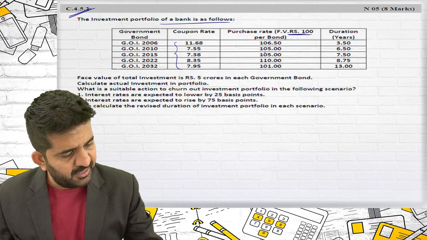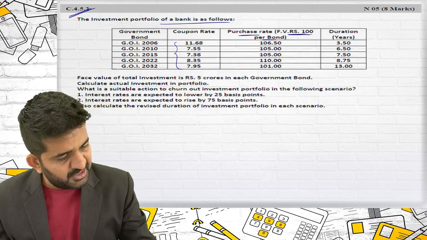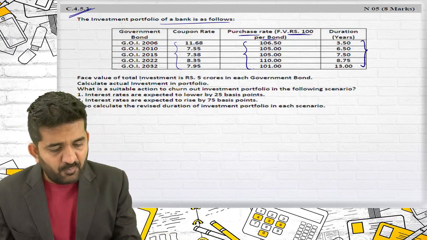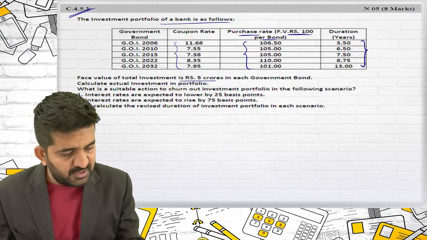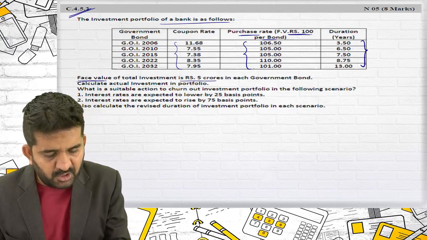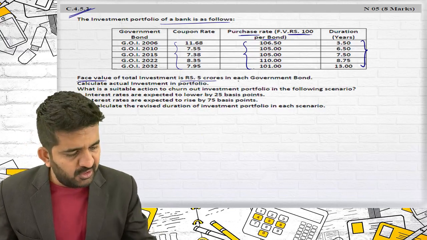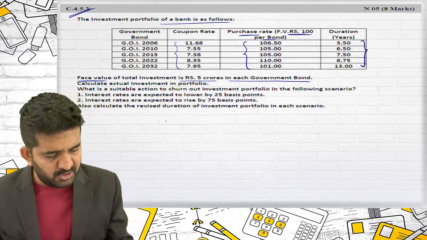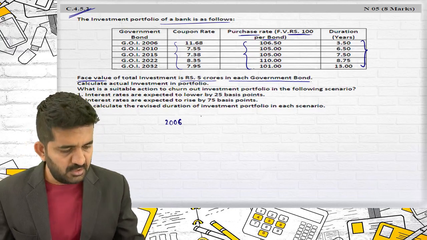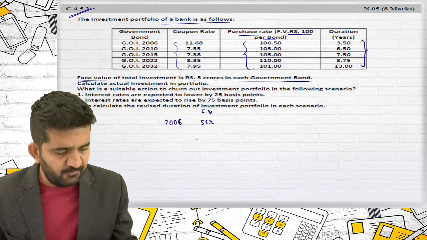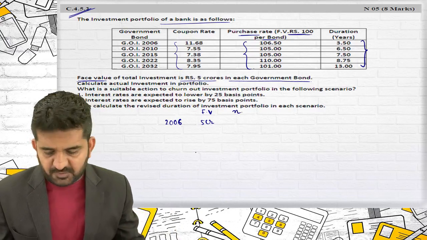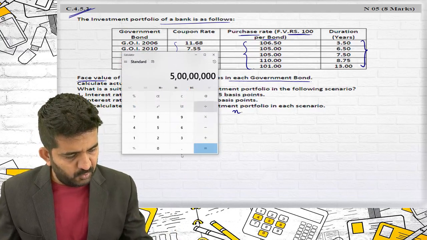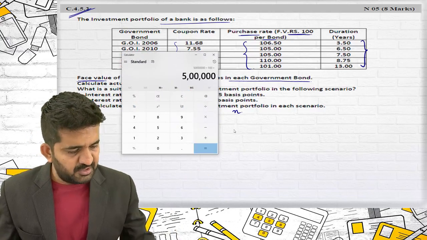These are the coupon rates. Face value is 100 per bond, but the purchase price is this. Duration of the bond is given. Face value of total investment is rupees 5 crore. Please understand, not the total investment. Face value of the total investment is 5 crore in each government bond. So let me take this 2006 bond. How much face value are you holding? 5 crore. So how many securities are you holding? This is 5 crore divided by 100, which is nothing but 5 lakhs.